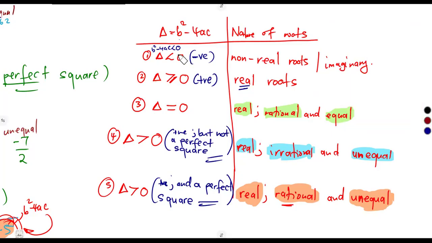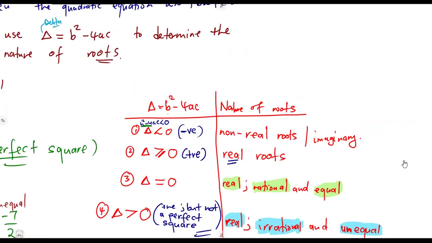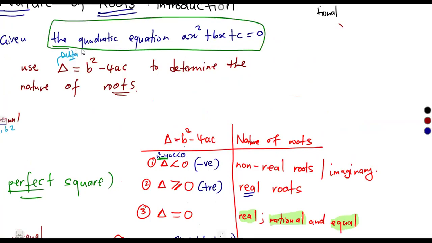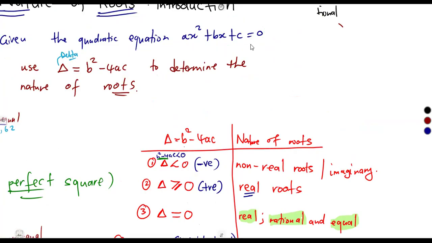The delta is b squared minus 4ac. But look what I said: given this, this is the format of the equation first. It must be in this format, one side equal to 0, all terms on one side of the equation. You find this b squared minus 4ac. That's the one you are going to use in comparison.